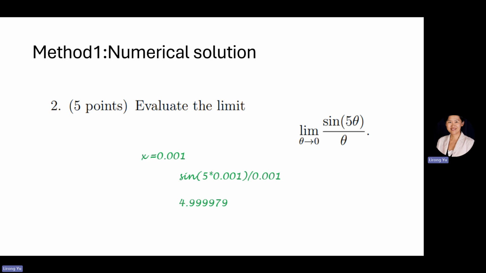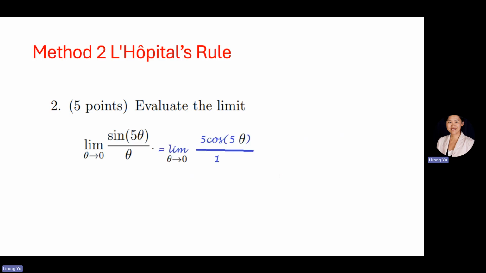So this is how you can explore using numbers, to figure out roughly where the tendency of the function is going. All right, so that's using a number to figure out the limit. Or you can use an algebraic method. In this case, when theta approaches 0, the numerator approaches 0 and the denominator approaches 0. So this is again a 0 divided by 0 limit.